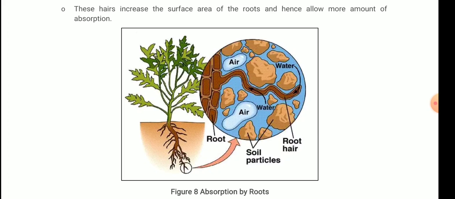So this is how the water is absorbed by the roots. There is a root here and it absorbs water and air from the soil. Clear? Again, very important that these root hairs increase the surface area of the roots and allow more absorption. Clear?